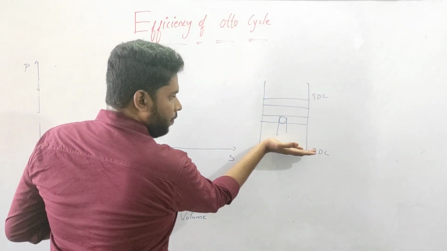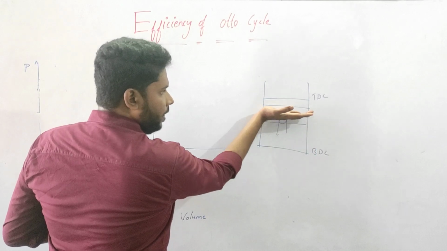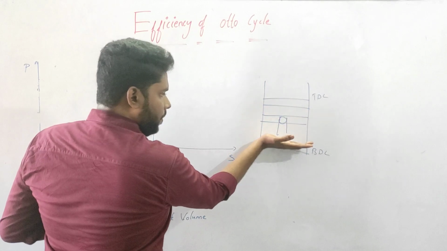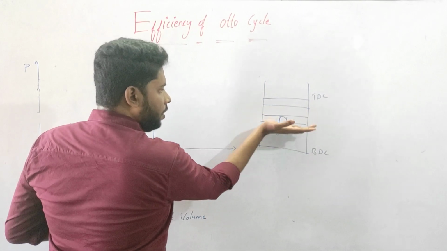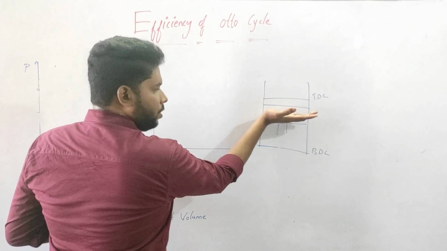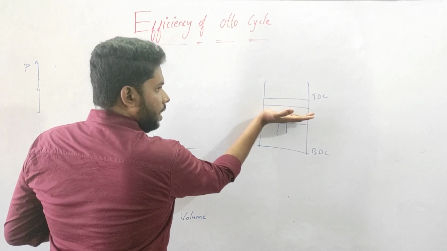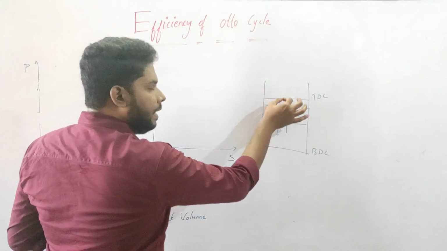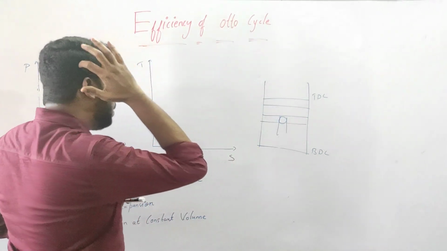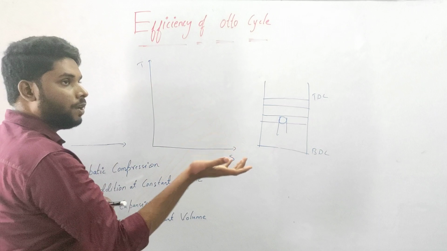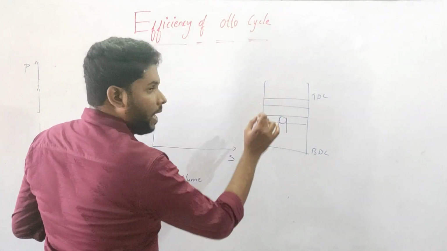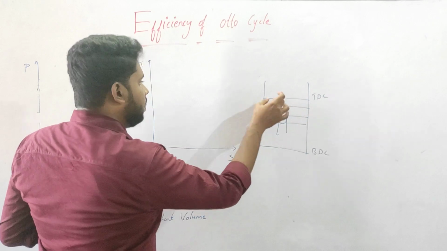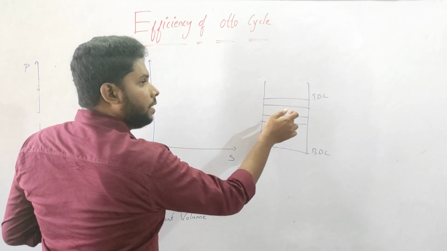Now the piston will move from BDC to TDC by compressing the air fuel mixture in the first stroke or first process. Now when the piston is here, we will provide heat at constant volume. So it is Otto cycle, our petrol, gas and other oil engines work on the Otto cycle. We provide a spark here with the help of the spark plug, which burns the air fuel mixture.